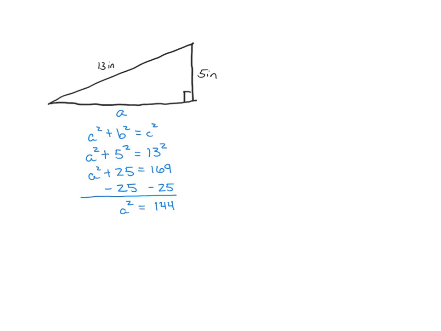So what squared equals 144? To get rid of our square, we take the square root. Our square and our square root cancel, leaving me with just a. And now what times itself equals 144? That's going to be 12. We include our correct units, so we get a is equal to 12 inches.